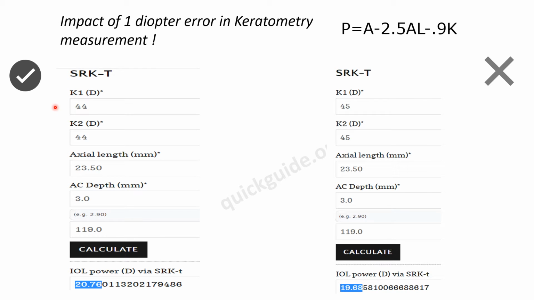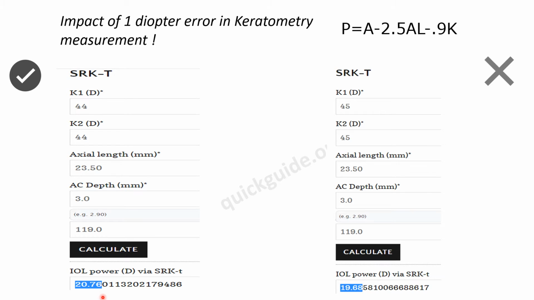In this example, we are trying to understand, taking the old SRK formula, power is equal to A constant minus 2.5 axial length minus 0.9 K, the importance of a proper corneal reading, right? The patient here has 44 diopters of average corneal power, axial length 23.5, anterior chamber depth 3.0, and 119 is the A constant. The calculated IOL power is 20.76.